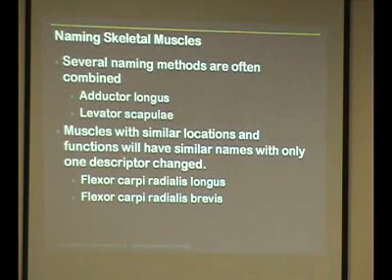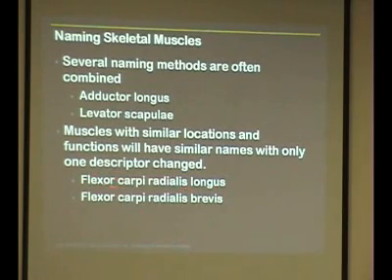Okay? So then you're going to have adductor longus. So what is that adductor muscle going to do? It's going to adduct. So if we have the word longus, what does that tell you? If it has another descriptive term, it's not just saying that it's long, it tells you it's in relation to something else. You know there's going to be an adductor magnus, adductor brevis. Okay. And then here, what does this levator scapulae tell us? Elevate the scapula.